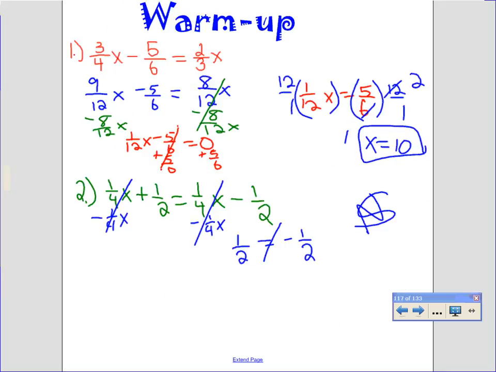If the variables cancel and you end up with a false statement, think back to Chapters 2 and 3, no solution. What if this was 1/2 equals 1/2? What would the answer be? If it was 1/2 equals 1/2, Shane?